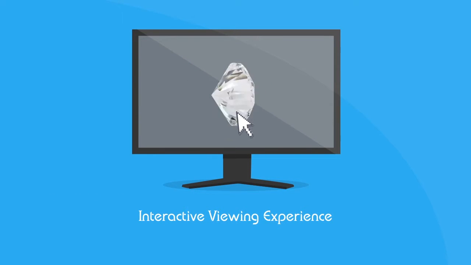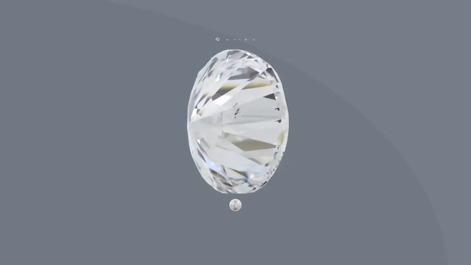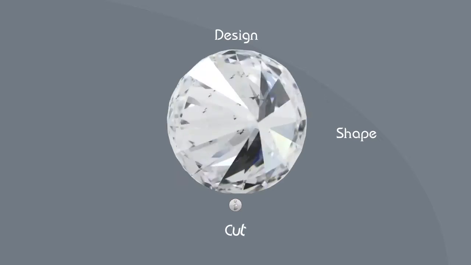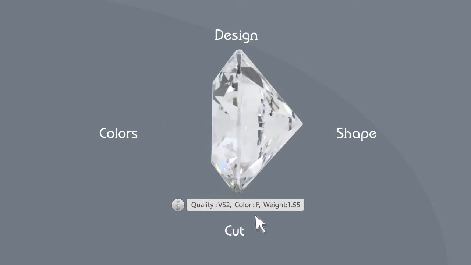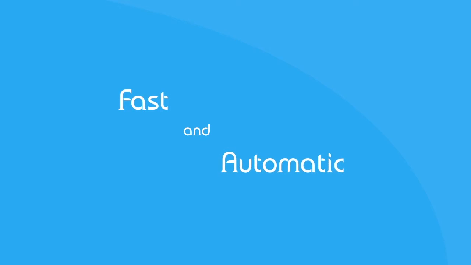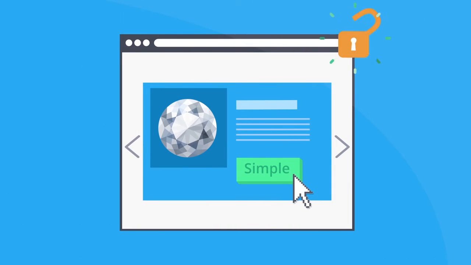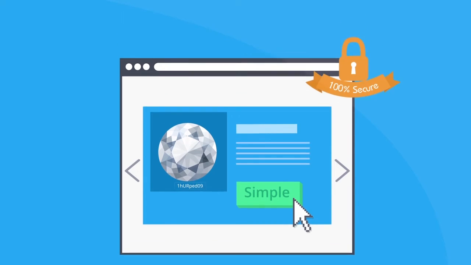Interactive viewing experience. Highly interactive online and offline demos with 3D view of the product will help buyers to check the design, shape, cut, and colors in great detail and ensures transparency. Fast and automatic setup. Designed for high volume and professional results with no editing required. Simple and secure operation with encryption and watermarking to safeguard your property.